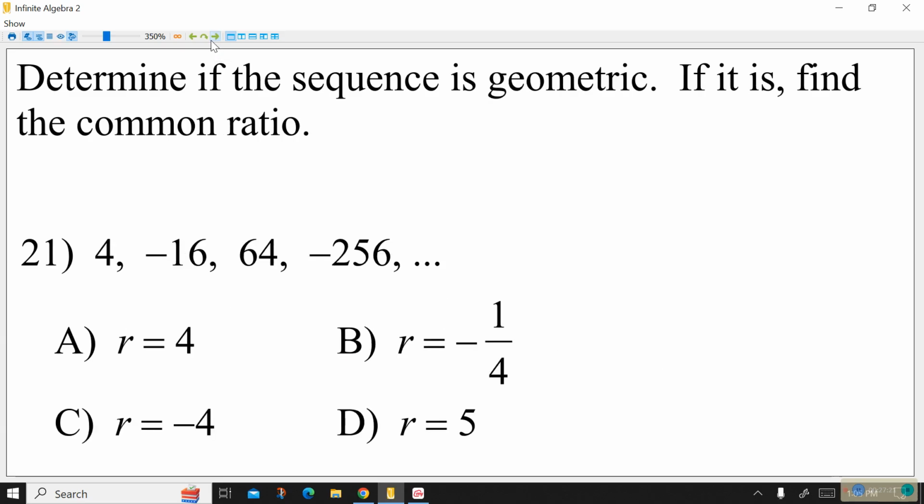Now here we got one. Determine if the sequence is geometric, and if it is, find the common ratio. So in this case, we got -4. Notice that.